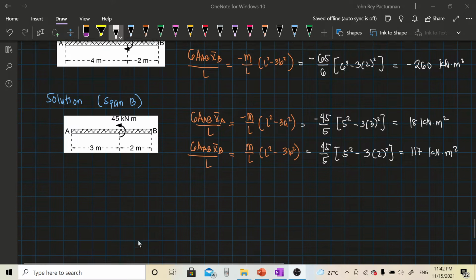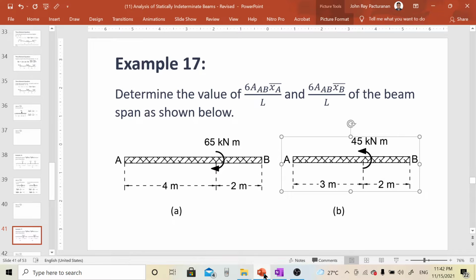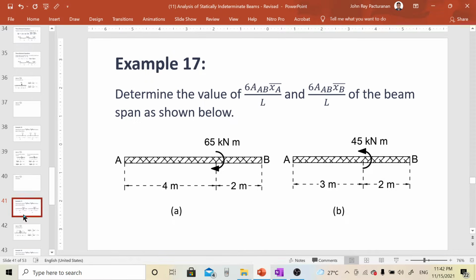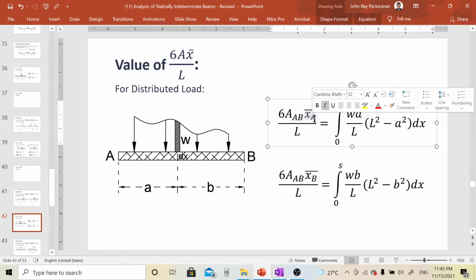So let's proceed to the last part of this video, which is the computation of this constant. If the given is a concentrated load or a distributed load, as I said earlier, for a distributed load the best way here is to integrate. It is easier to integrate here. And the formula is 6Aa, the centroid at A. Again, focus on the centroid at A.